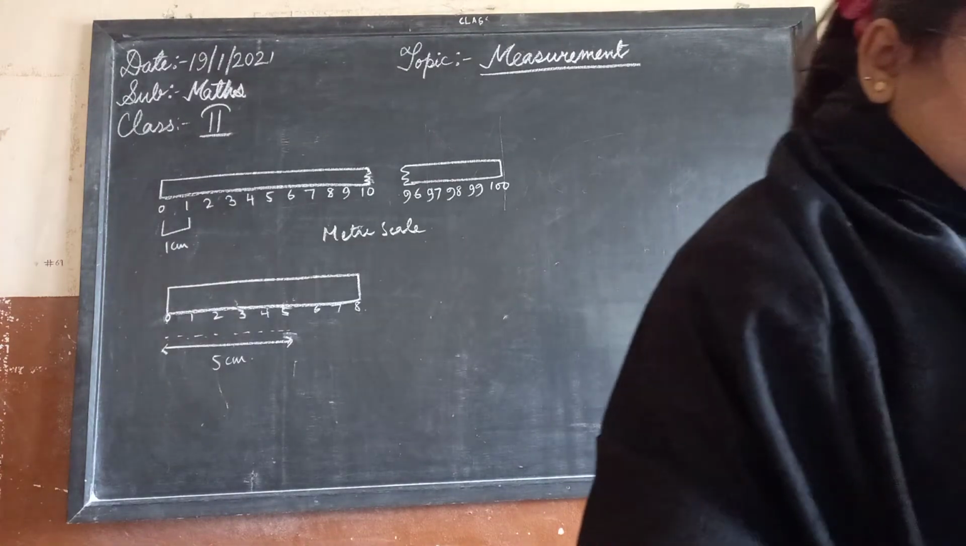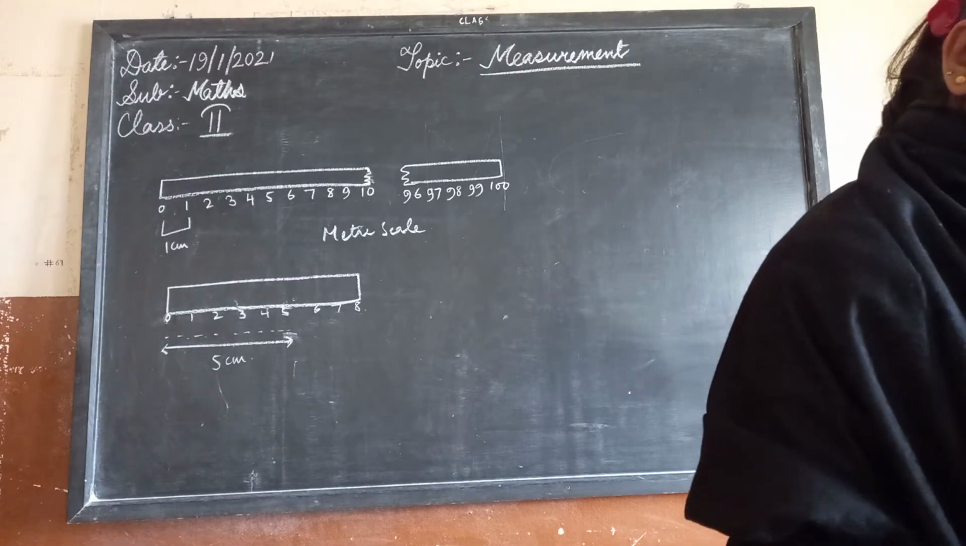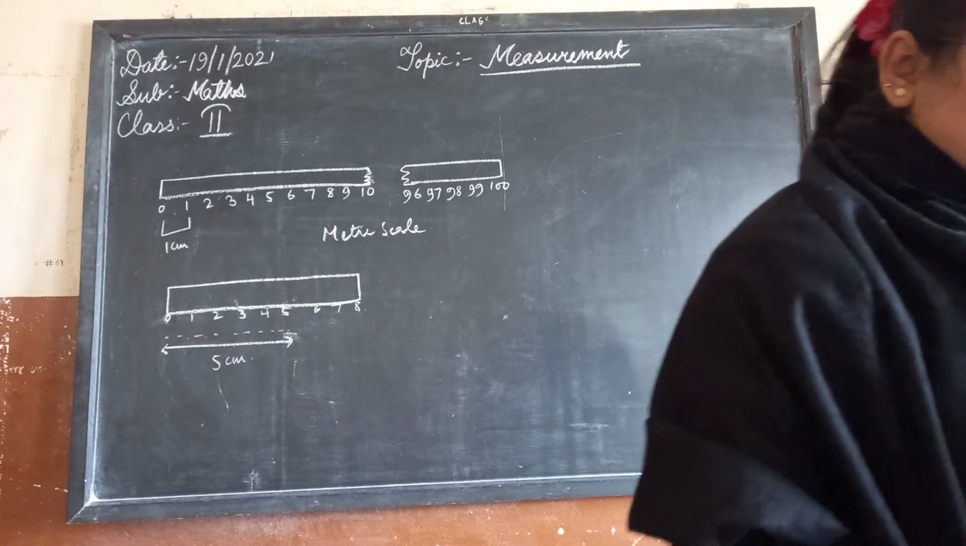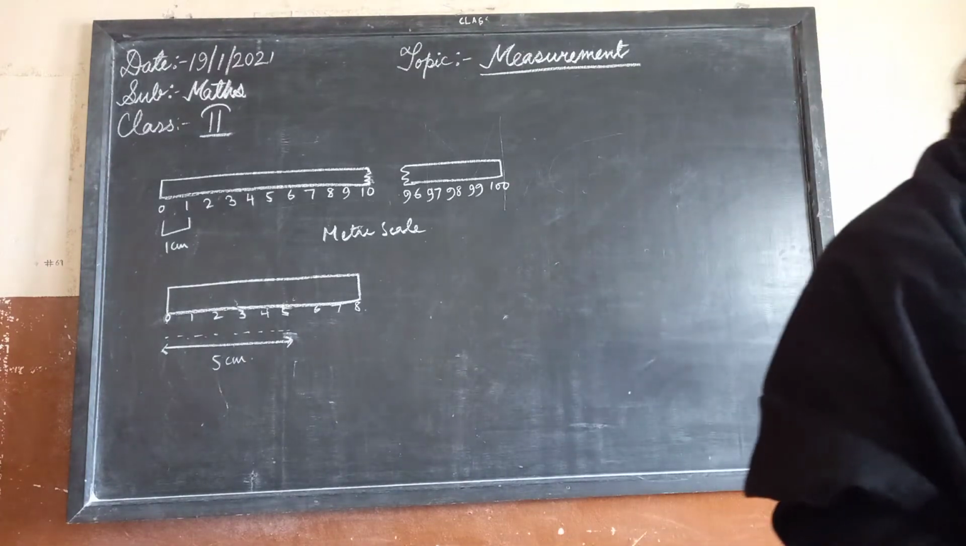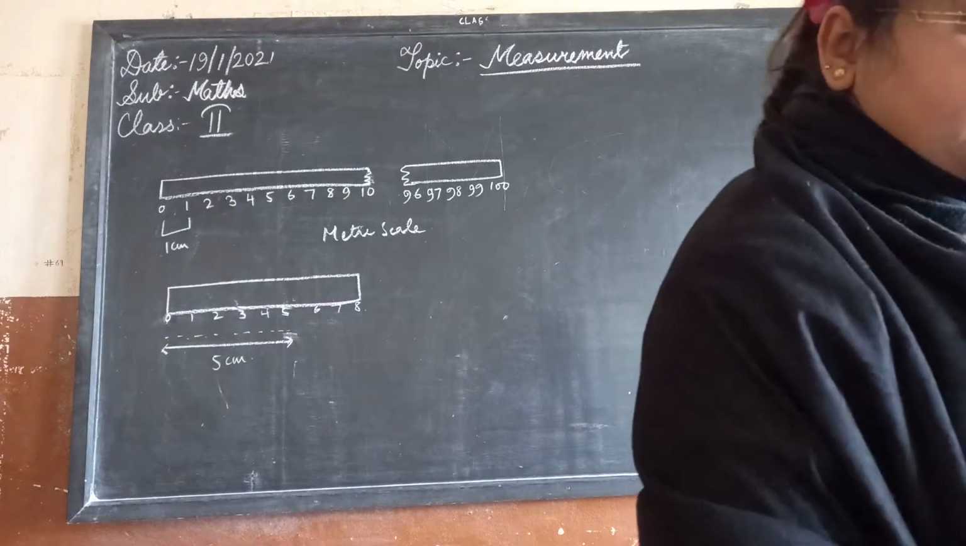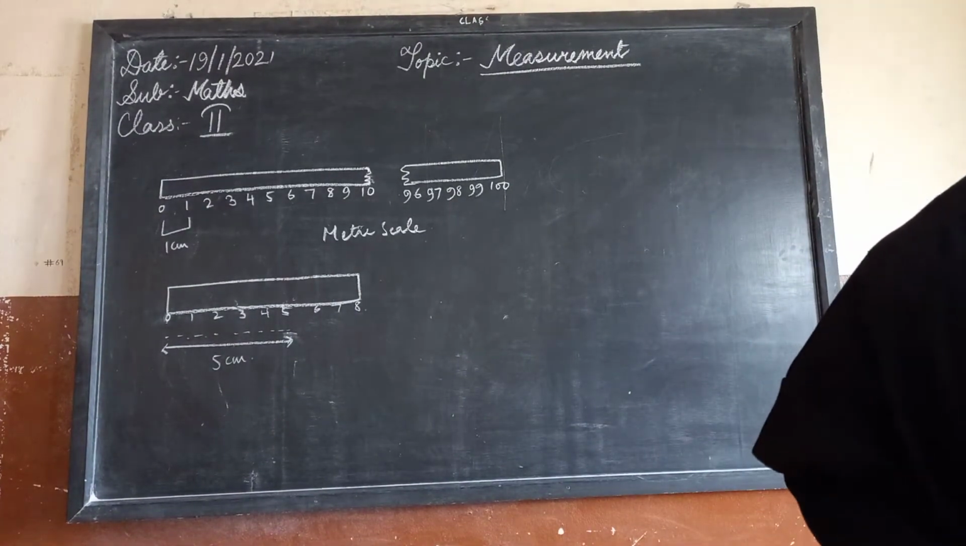Then the height of your friend, you have to take a meter scale again. The height of your 3 friends, who is taller, that will be in measurement, that is in meters or in centimeters. Okay.